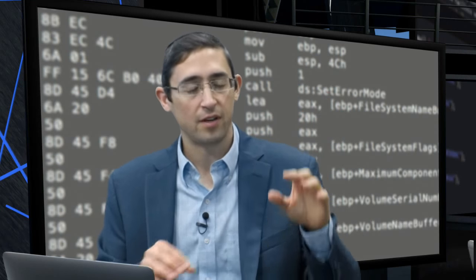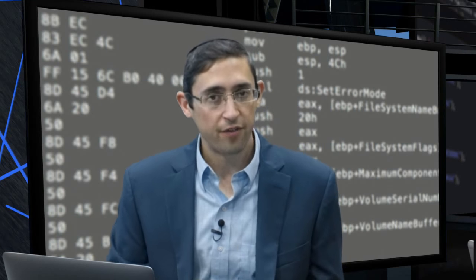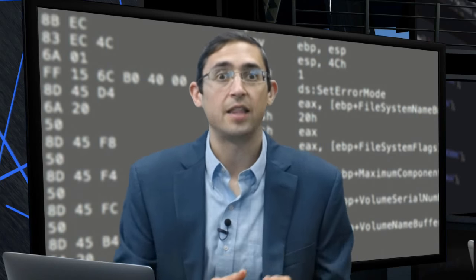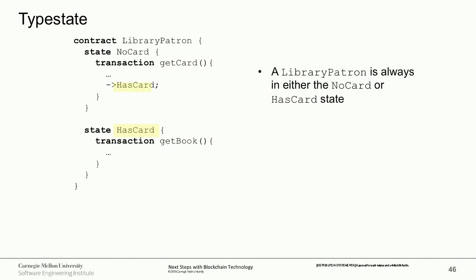This way of thinking of programming is not a feature of most programming languages because it's not as important for them to get this part exactly correct. But in blockchain, it's very important. So what you see here is I have a person who has get card. I can then call the has card state once they get that card, and now they're in the has card state. When they're in the has card state, they can't call the get card transaction. Why? Because they already have a card. It's not available to them.